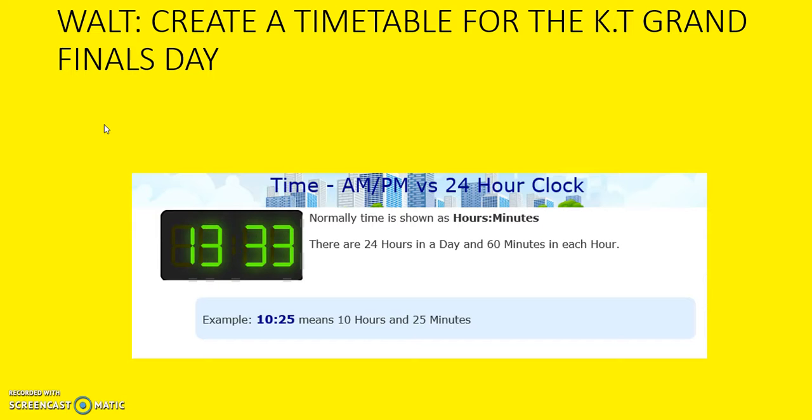First of all, let's start with time. We've got AM and PM versus 24-hour clock. Normally, time is shown as hours and minutes. For example, down the bottom, you can see there is 10:25. But in 24-hour time, that is written differently. The example there on the board is 13:33, and that would be 1:33. So that's what we're looking at today: AM versus PM versus 24-hour clock.